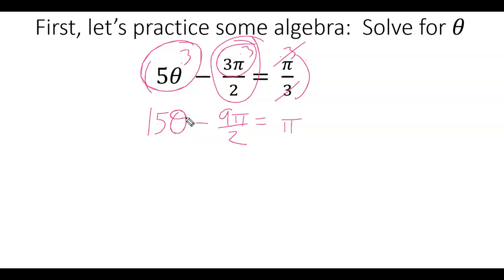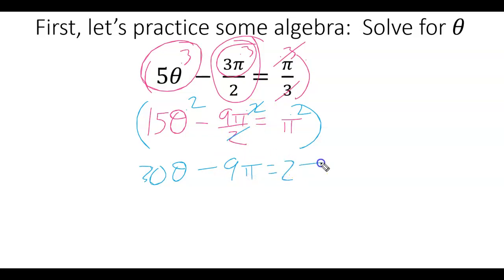Okay. Since we still have a fraction, I'm going to do it one more time. This time I'm going to multiply everything by 2, so I can cancel out the 2. So times 2 here, times 2 here, times 2 here. And that's going to leave me with 30 theta. I did not write that. Back up a little bit. 30 times theta minus, these cancel, so we're just left with 9 pi, and then 2 pi.